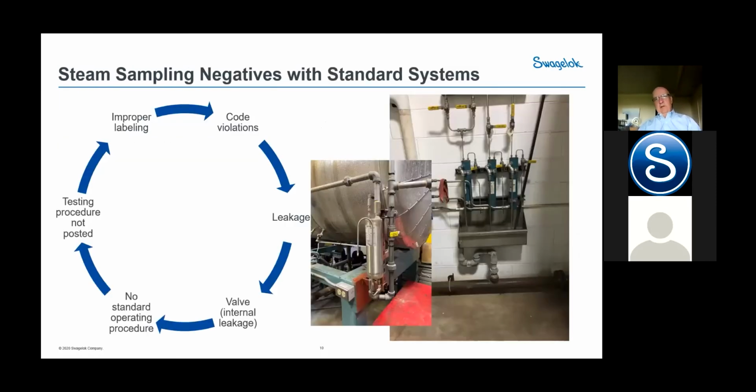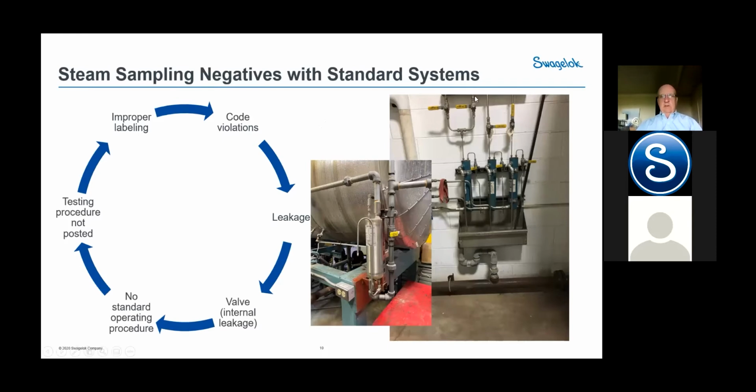Steam sampling negatives with the standard steam systems. Probably number one is code violations. You find that all the time. Leakage, internal valve leakage, non-standard operating procedures, testing procedures not posted, and improper labeling.